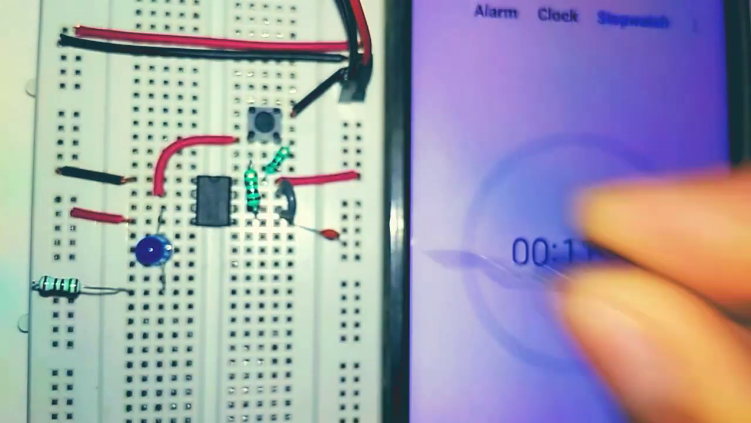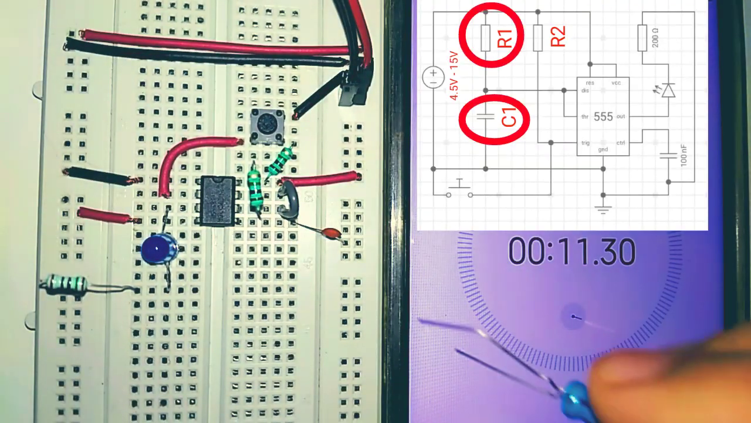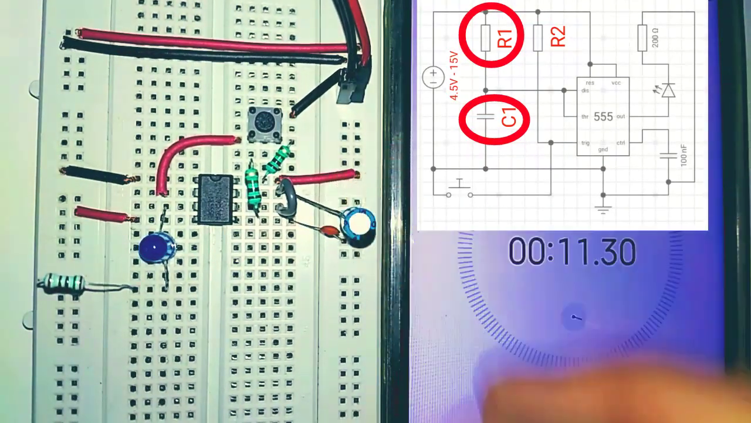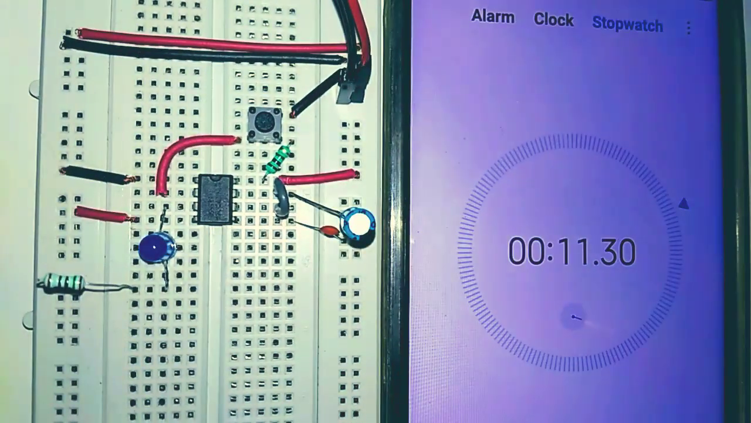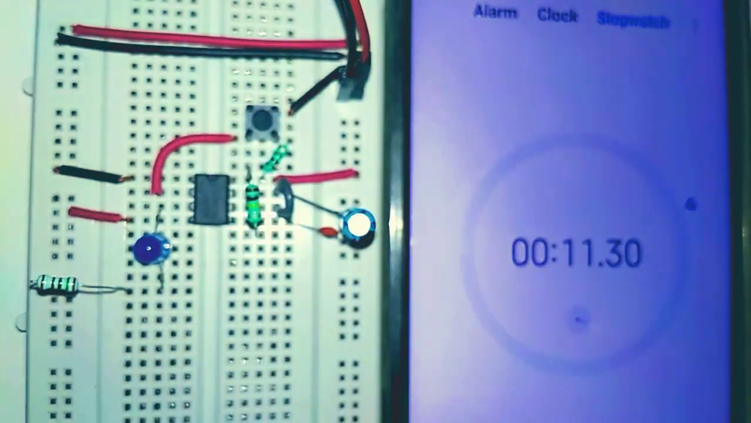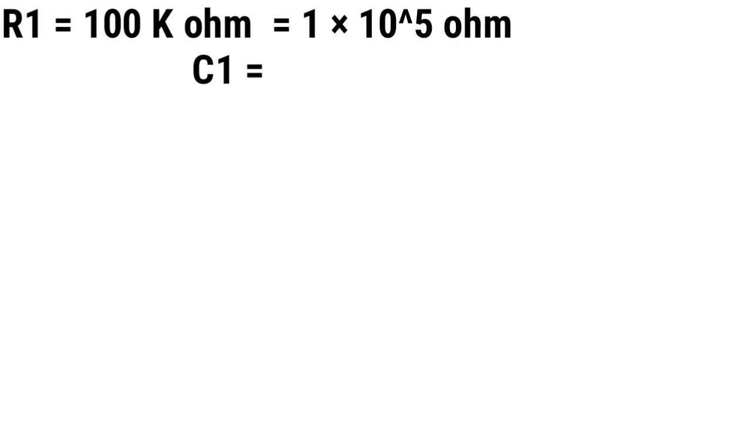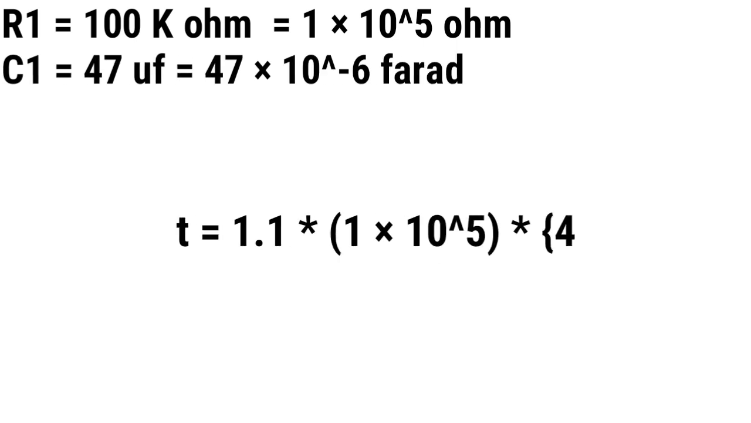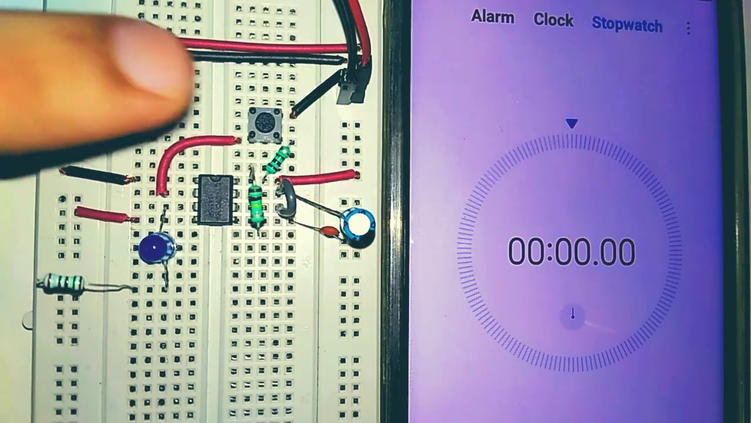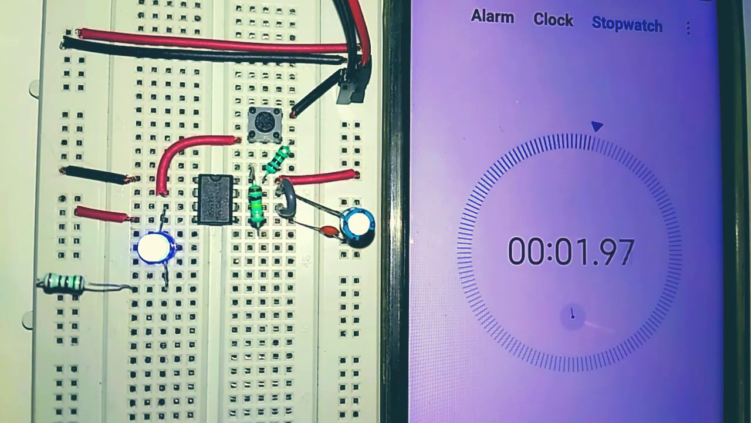Now let's change the capacitor and resistor which are responsible for time width. Values of R1 and C1 are now 100 kilo ohm and 47 microfarad, respectively. If we calculate time we get around 5 seconds. So let's test it. As you can see, LED turns off at around 5 seconds.